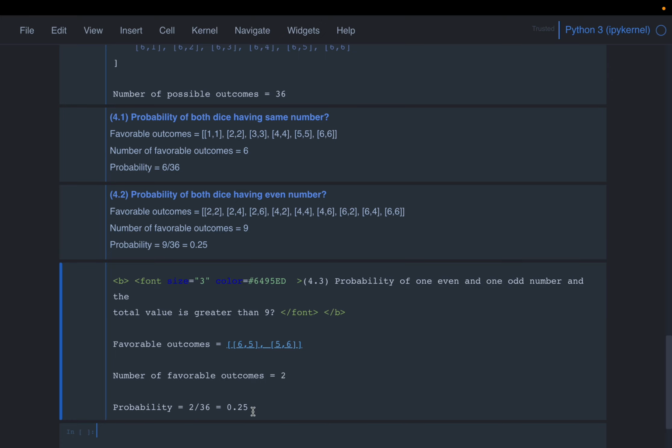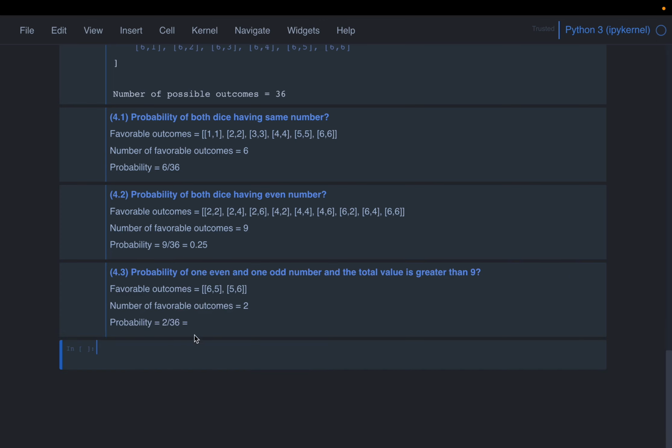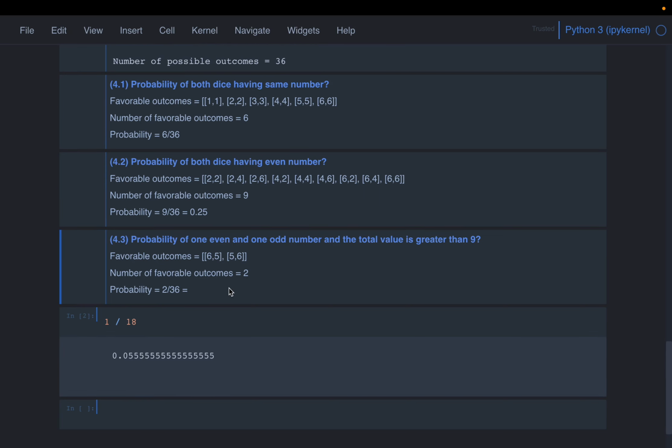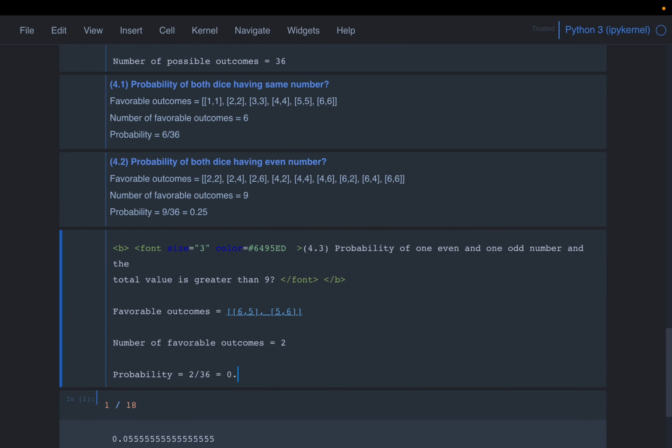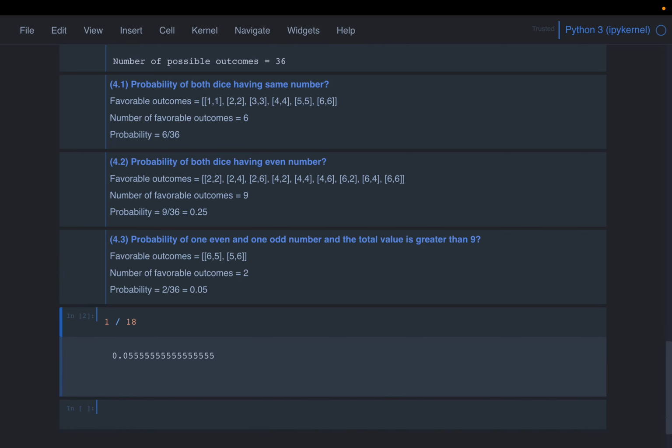So it's 2 over 36. That's 1 over 18. Okay, it's a very, very low probability, 1 over 18. So 0.05. Okay, so it's very, very unlikely. Only 5 in 100 times we will have one die as an even number, the second one as an odd number, and the sum of these 2 numbers will be greater than 9. Okay, so that's only 1 in 18 trials.